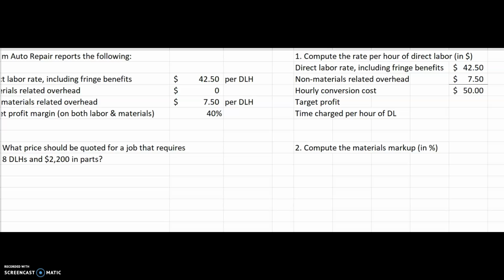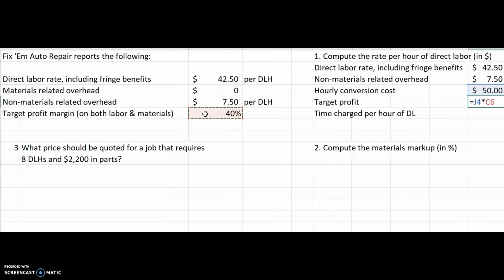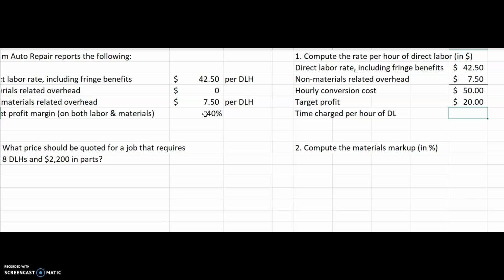And then we need to add on the target profit in order to get the time we're going to charge for every hour of direct labor. So we get our target profit by taking that hourly conversion cost and multiplying it by that target profit margin amount. So in this case, we would have $70 would be what was charged per hour of direct labor.